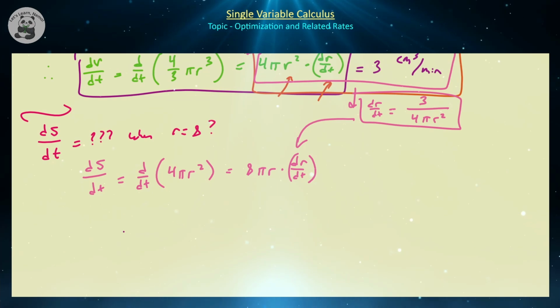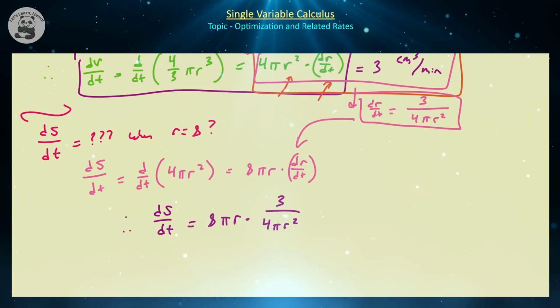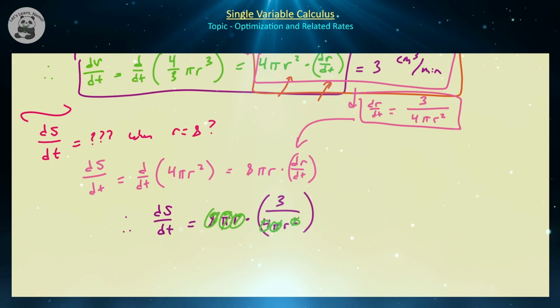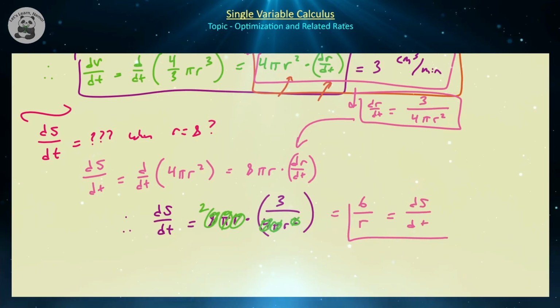So our surface area is changing with respect to time at a rate of 8 pi r times 3 divided by 4 pi r squared. Then we can clean this up a bit because some things definitely cancel. We have a pi that cancels, we have an r that cancels, we have an 8 that cancels with the 4 and makes that a 2, and 2 times 3 is equal to 6. So we're left with 6 divided by r, and that's how fast our surface area is changing with respect to time.